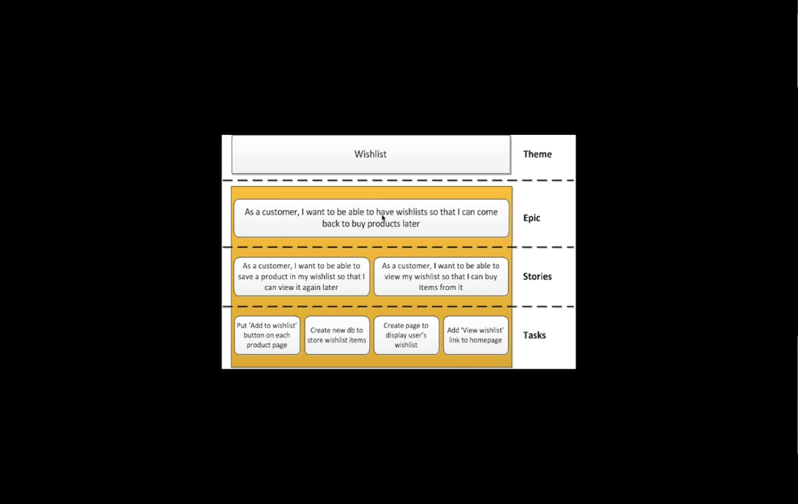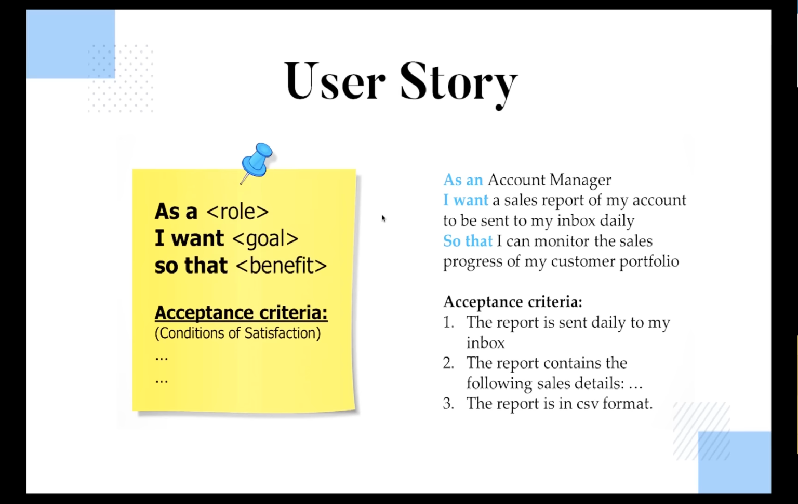Now, how to write a specific story? To write a story, we should always write in a format like this. What exactly are we doing? What is the purpose of that? As which user is going to use this? And what exactly does this user want, so that, and what exactly are you trying to achieve over here. Along with that, the acceptance criteria is very important. This is your conditions of satisfaction.